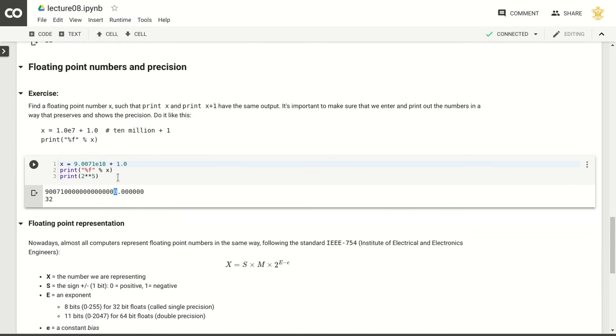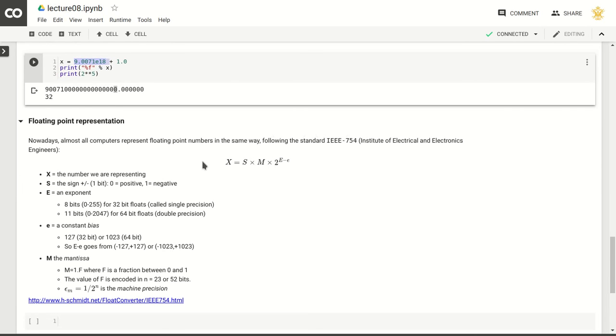The issue we have here is that I've used a floating point representation for this first number here, and that floating point number has a certain precision, and this 1 is just less than that precision. So we've kind of lost the 1 because it's less than the smallest precision that can be represented for this floating point number. Okay, so how are floating point numbers then represented in memory? All of these use an IEEE convention for numbers, where, if we have X, which is the number we're trying to represent, this is the floating point number, this is our 9.0071 times 10 to the 18.